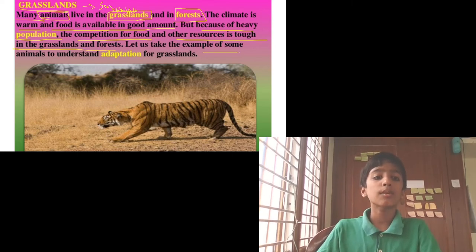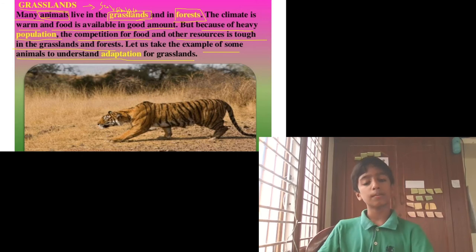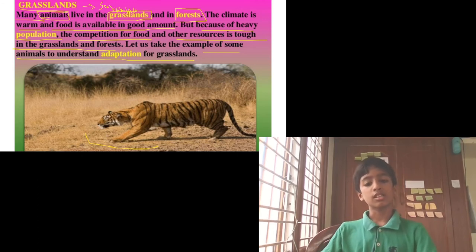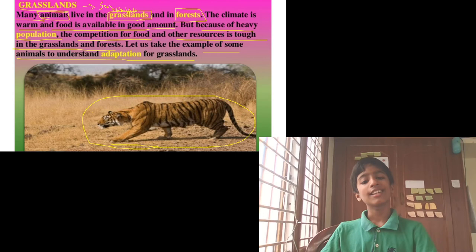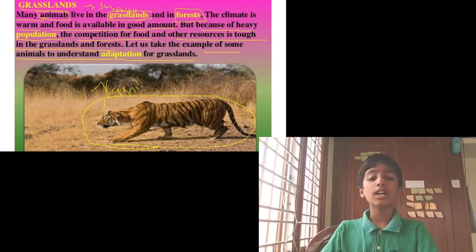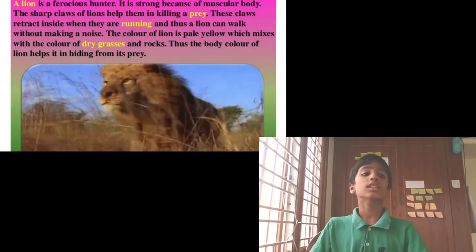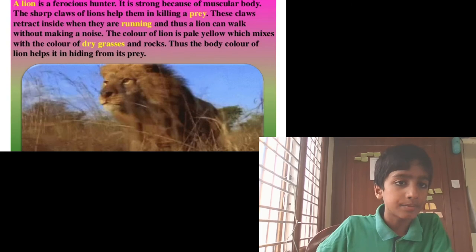Now let's take an example of some animals to understand adaptation for grassland. Yes, the tiger. They're carnivores, right? They will eat the flesh of other animals. Now let's look at the lion.